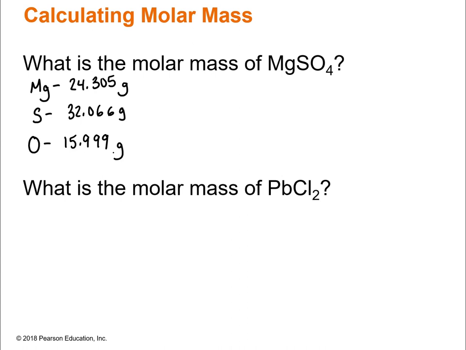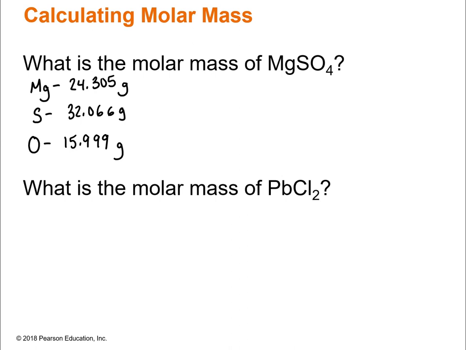So that's what you see on the periodic table. With oxygen, you might see 16.00, depending on which periodic table you choose. Some of them only have two decimal places, some have three. Whichever one you use, you'll still end up with approximately the same answer. It'll be very slight. So all of these values are from the periodic table.